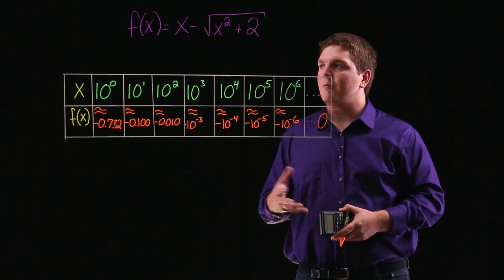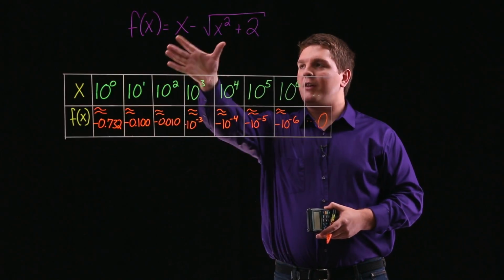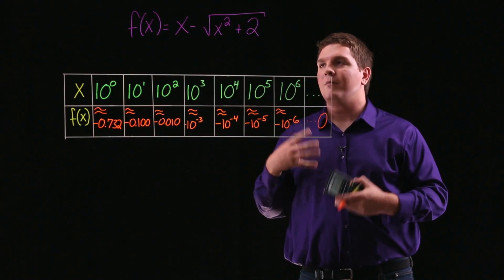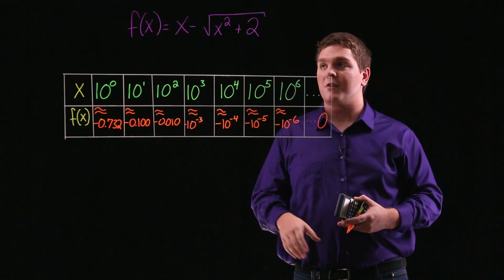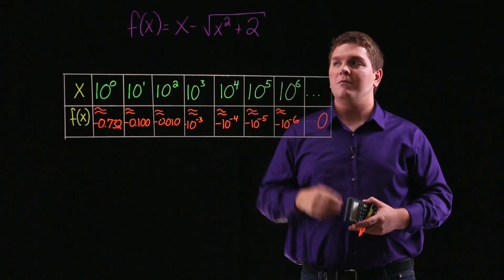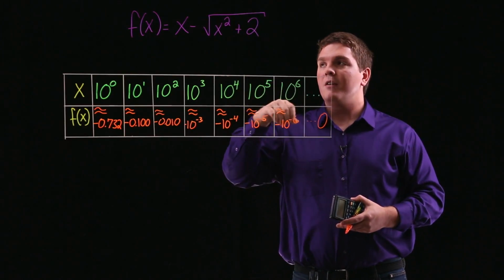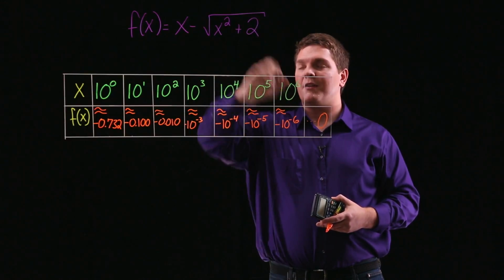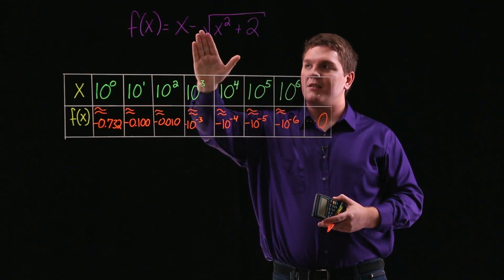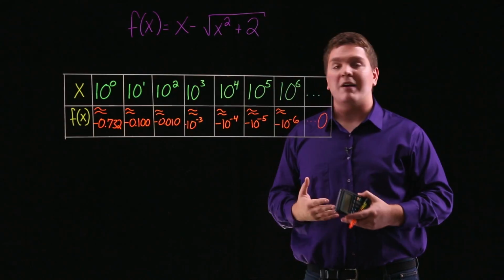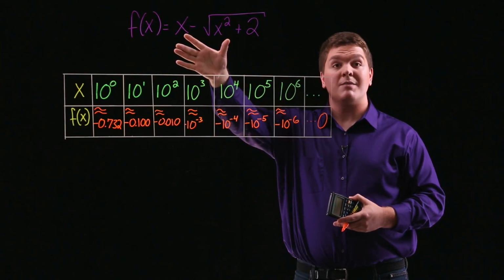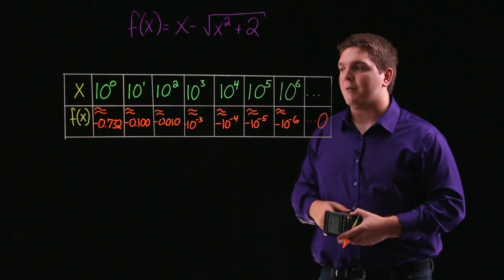And just something to point out before we wrap up is that if we're looking at this function here, as the x values keep getting larger and larger and larger, this 2 right here almost becomes insignificant. So if you imagine just blocking out this 2, what you would have is x minus the square root of x squared, which is just x minus x, which is 0.